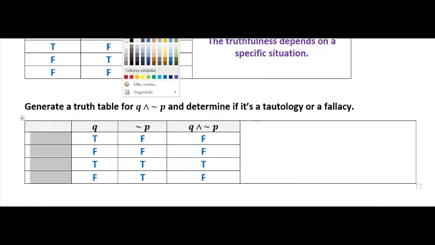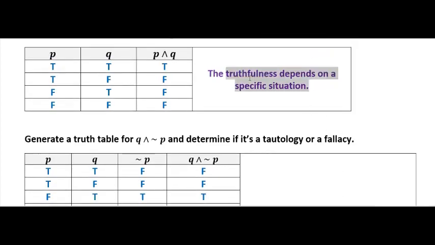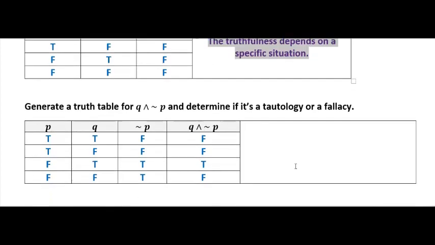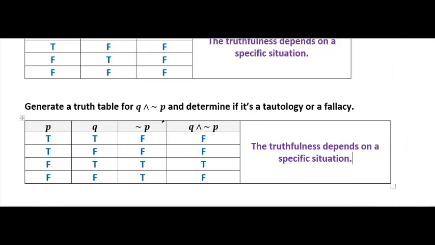Okay, so once I have done that, I already finished the truth table. I have the values, and if you can see, not all of them are false, not all of them are true. So it's not a tautology, and it's not a fallacy. So basically in this statement, again, the truthfulness depends on a specific situation.